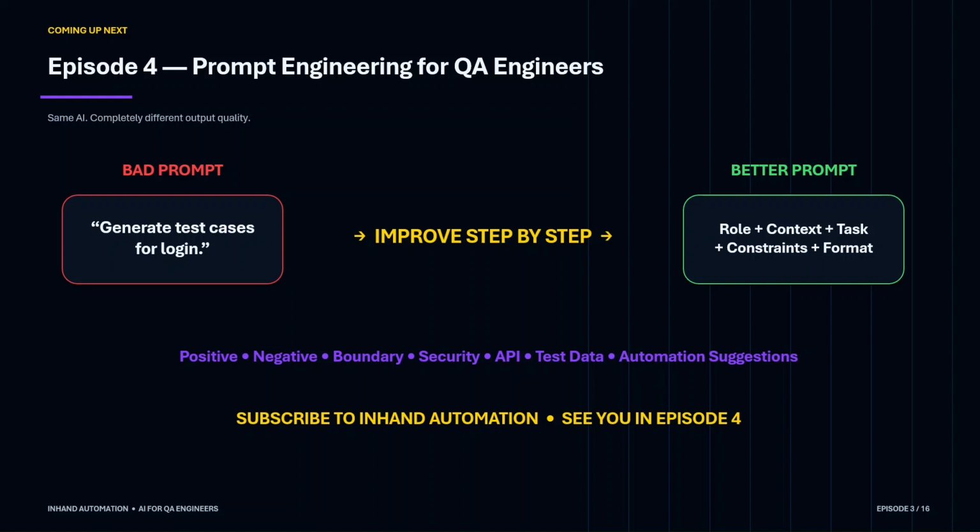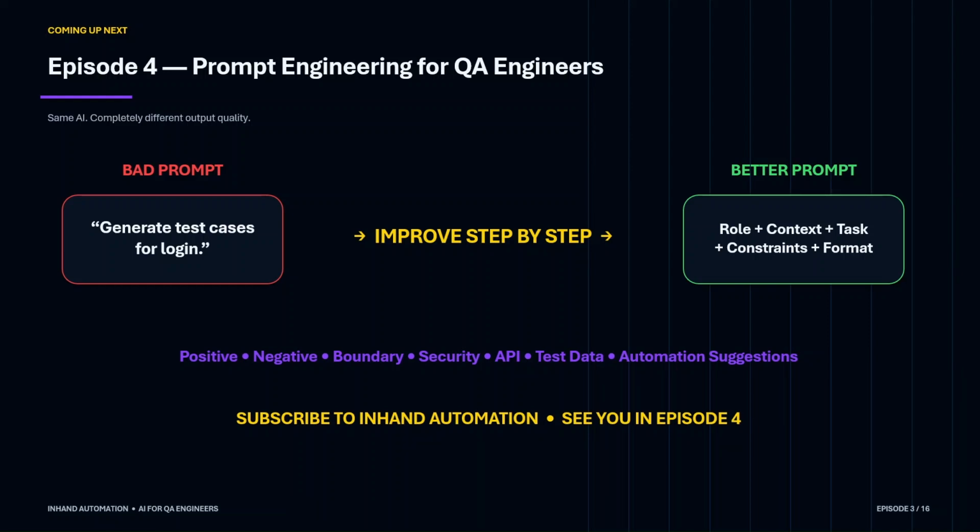So now Rahul understands what is happening behind the scenes, but he still has one problem. Sometimes he gets an amazing answer, and sometimes the answer is completely useless. Why is this happening? It is happening because of the bad prompt. If Rahul gives a good prompt, which consists of a role, context, task, constraint, and format, he will get a completely different quality of output. So what changed here? The prompt. And that's exactly what we are going to learn in the next episode.